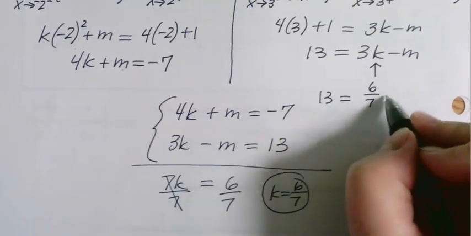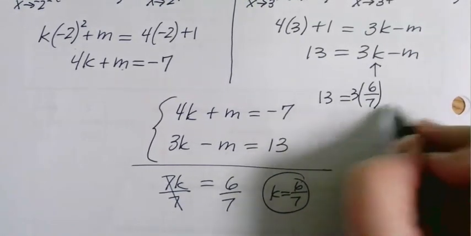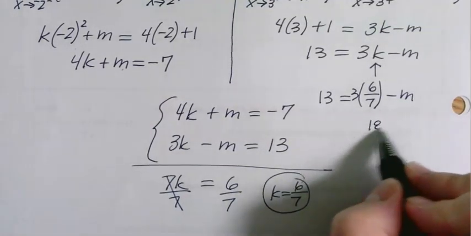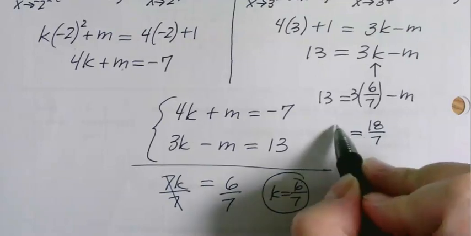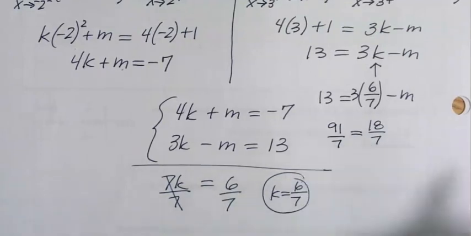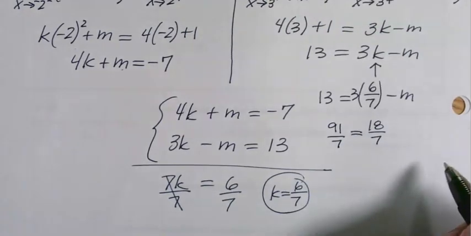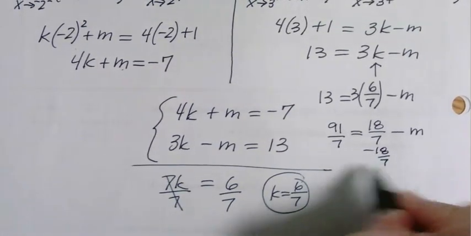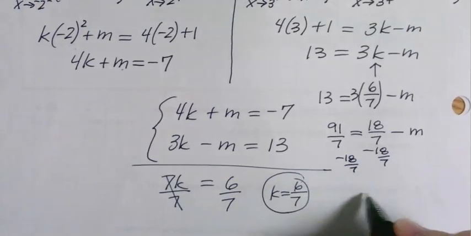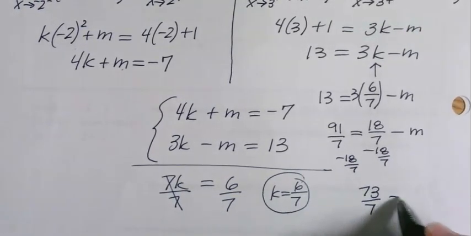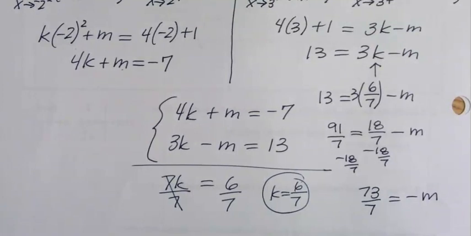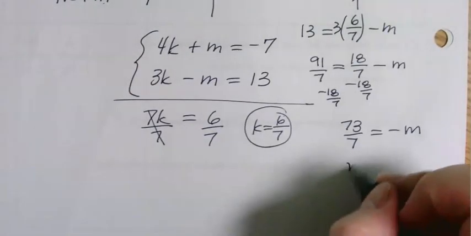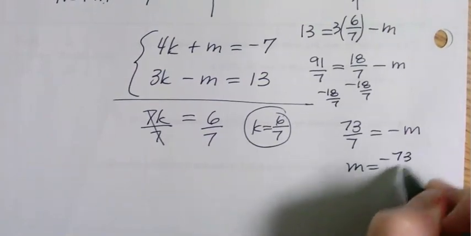13 equals 3 times 6/7 minus m. So this is 18/7, and 13 is 91/7. I found that out by multiplying 13 times 7. Minus m, subtract 18/7 from both sides. And I get 73/7 equals the opposite of m. Divide both sides by -1, or multiply both sides by -1, and you get m is -73/7.